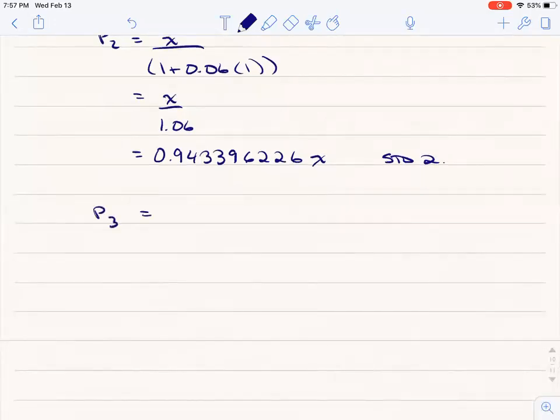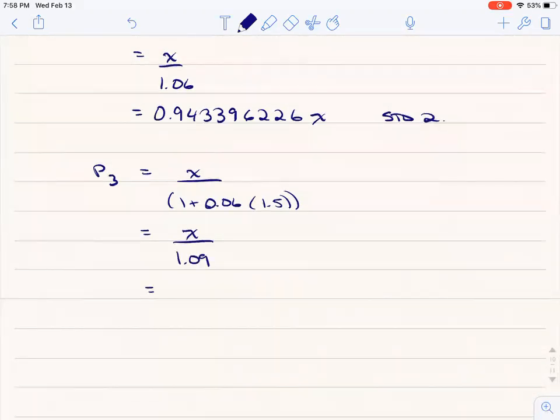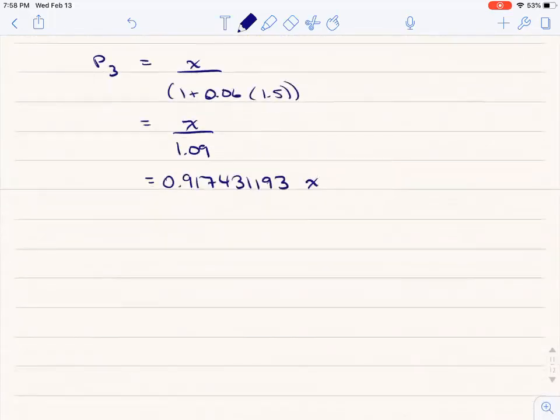Same thing for P3. P3 is X over 1 plus 0.06 times 1.5, which is X over 1.09. 1 over 1.09 is 0.917431193X. I'll store that in 3 just in case.